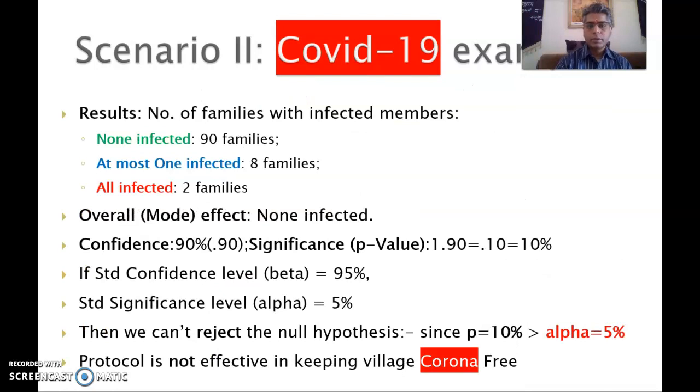So the results showed that in terms of the number of families with infected members, there were 90 families with no infected member, 8 families with at most one infected member, and 2 families with all infected members. So the overall effect was that there was no one infected. I mean, the overall result was this. Now the confidence level in this case we can say was 90%, and the significance level, the p-value for us in this case, was 10%.